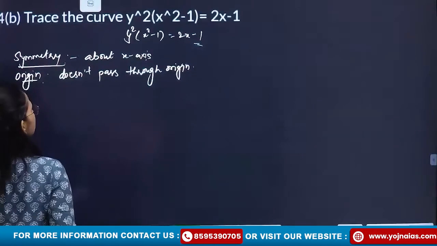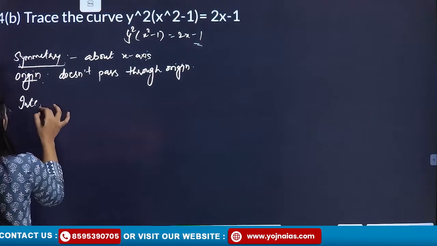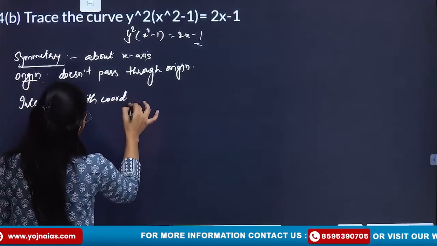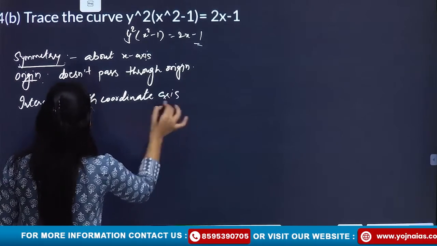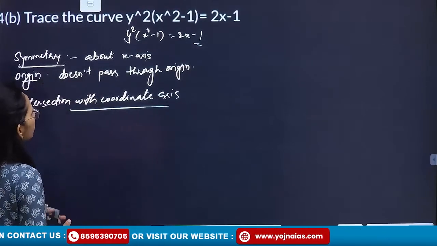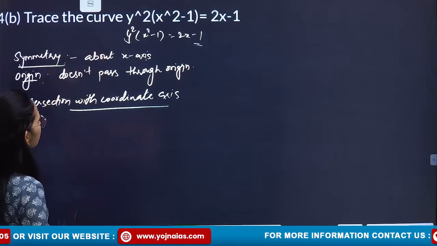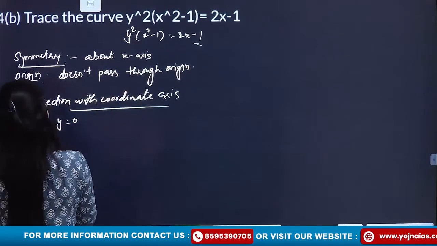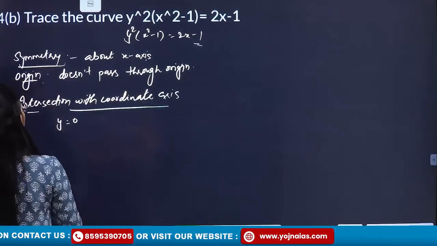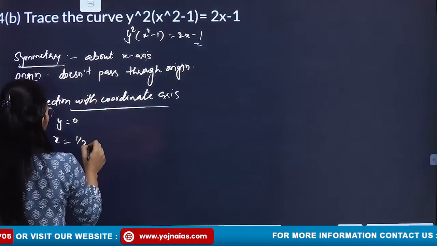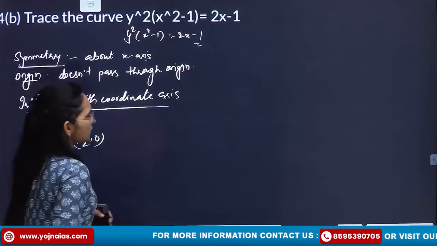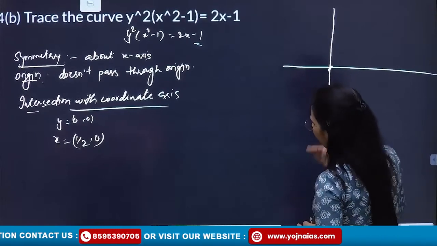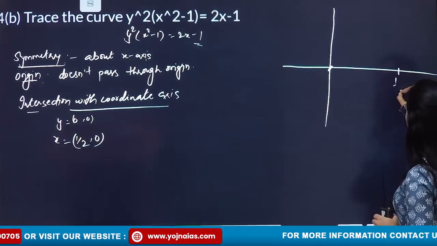After that, what we check is intersection with coordinate axes. How would you want to check intersection with y axis? Then put x is equal to 0, and if x is equal to 0, we get y square is 0, that is y is equal to 0. And if y is equal to 0, then we will get x is 1 by 2. So 1 by 2, 0 and 0, 0 are the points of intersection with x and y axis.